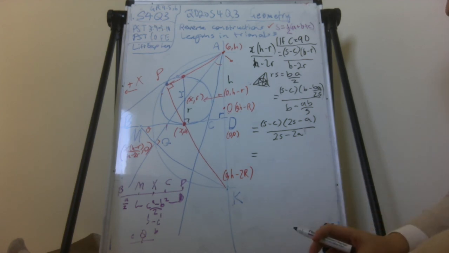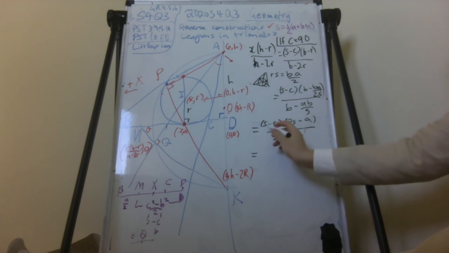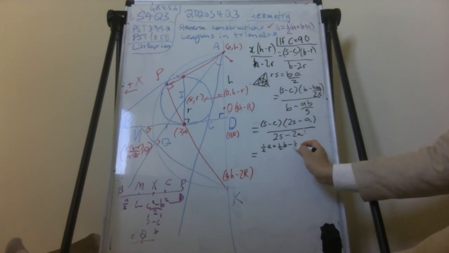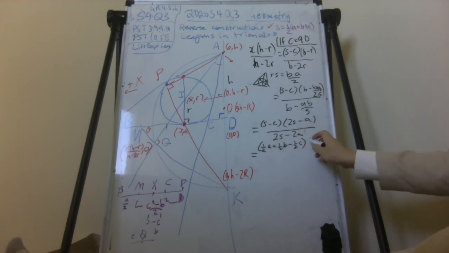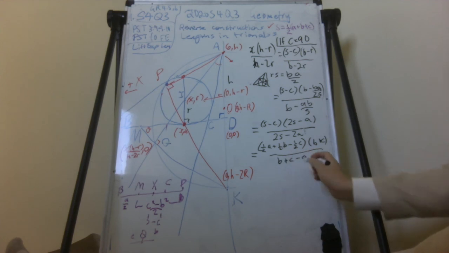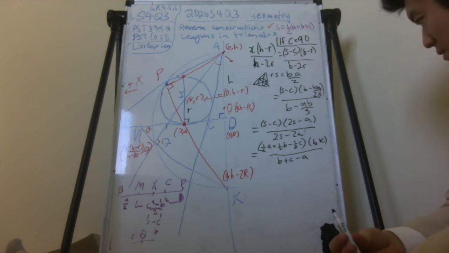2S is just A plus B plus C. So that bit is just B plus C. This is half A plus half B minus half C. And that one is B plus C minus A. So notice the B plus C minus A should cancel.